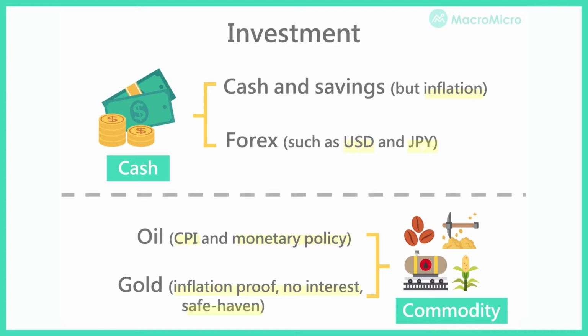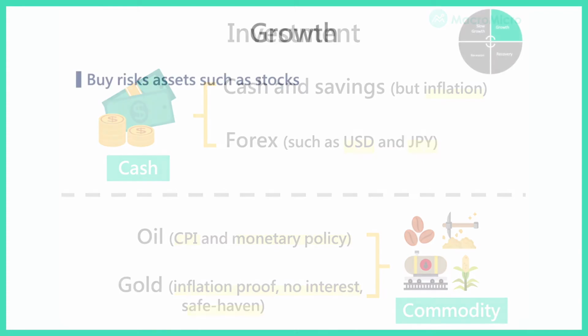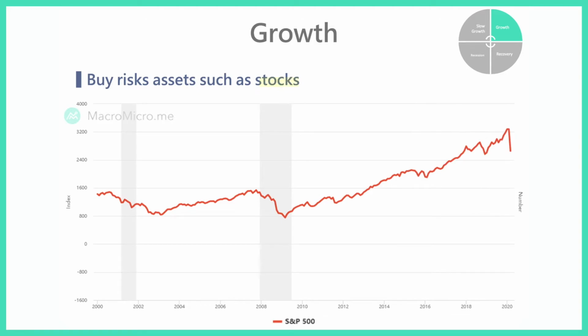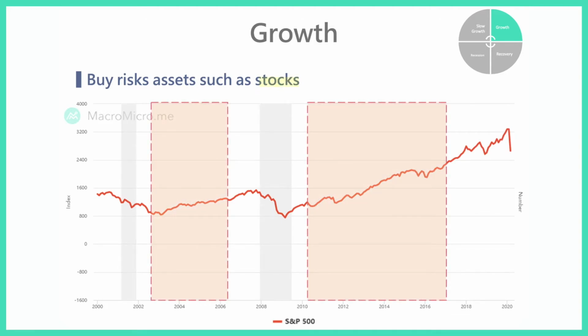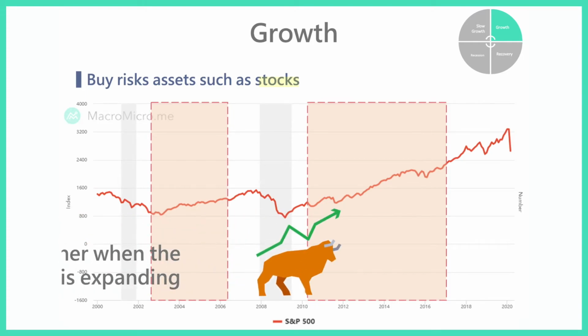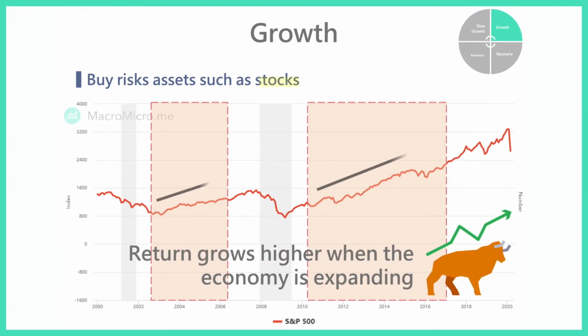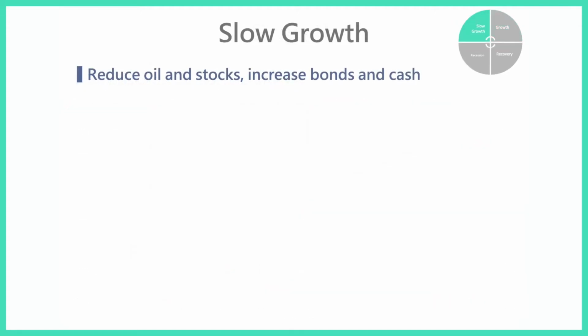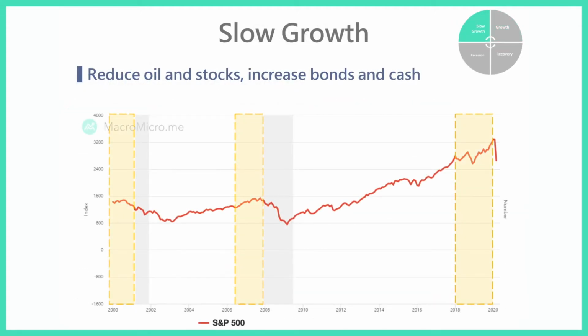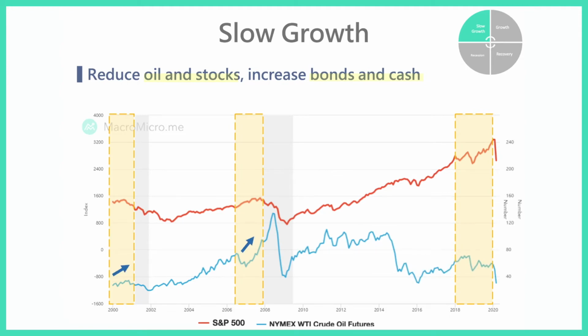Now, we will talk about how to manage these four categories of investment at which phase. During growth, consumption and profits are growing with mild inflation. It's the best time to invest in risk assets such as stocks and commodities that could generate high returns. As growth slows down, stock market and oil market could see some corrections. It's better to reduce exposures in risk assets and to increase holdings of hedges like bond and cash.